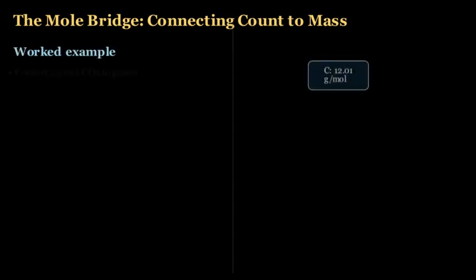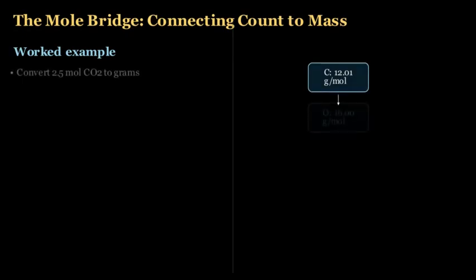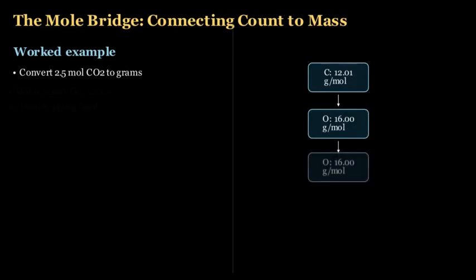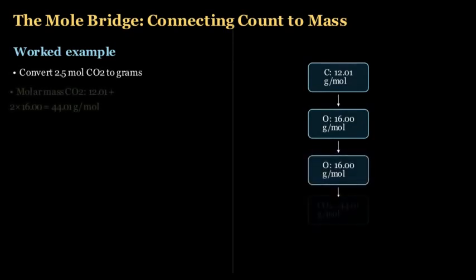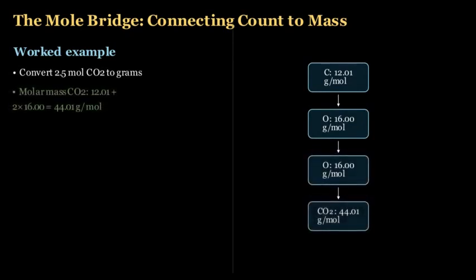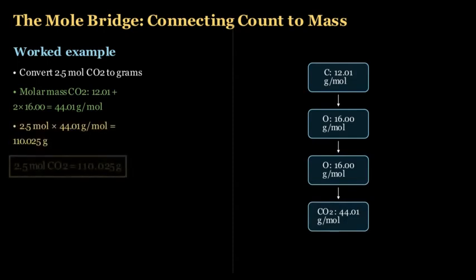We want the mass of 2.5 moles of carbon dioxide. First we need the molar mass. Carbon dioxide has 1 carbon and 2 oxygens. From the periodic table, carbon's molar mass is 12.01 grams per mole, and oxygen's is 16.00 grams per mole. So we add 12.01 plus 2 times 16.00, which gives 44.01 grams per mole.